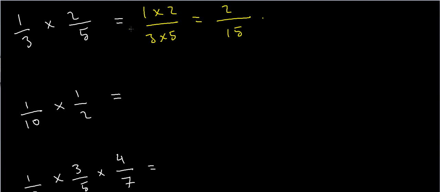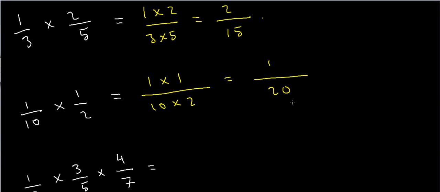Let's try another example. In this example we've got 1/10 times 1/2. As before, we multiply the top two numbers together, so we've got 1 times 1 on the top, and we divide that by the bottom two numbers, 10 and 2, so it's just 10 times 2. 1 times 1 is obviously just 1, and 10 times 2 is 20. And again, this is the fraction in its simplest form.